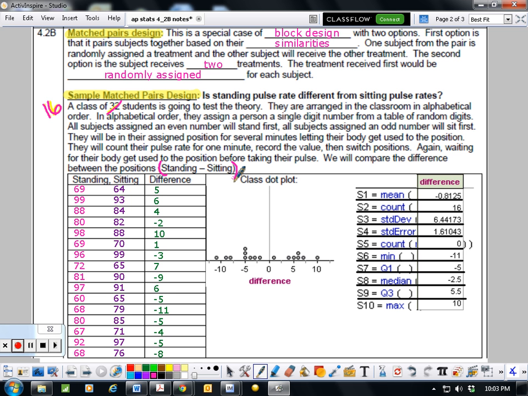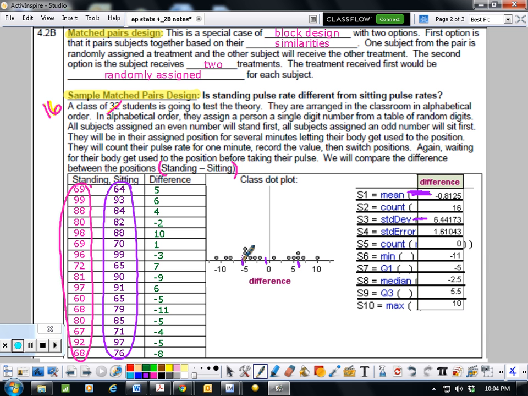And so over here we have our standing pulse rates. Over here we have our sitting pulse rates. And then we subtracted them. We have a dot plot that shows those differences. And I even went ahead and wrote out the statistical summary. So here's our mean. Here's our standard deviation. So the average difference is -0.8. The average distance from that is 6.4. So it looks like here's my mean. The average distance would be about here.